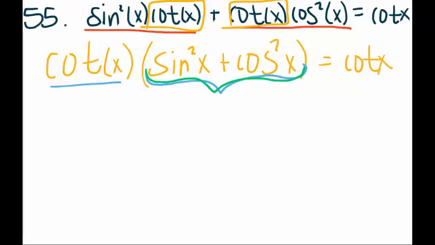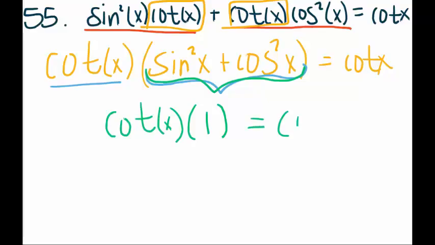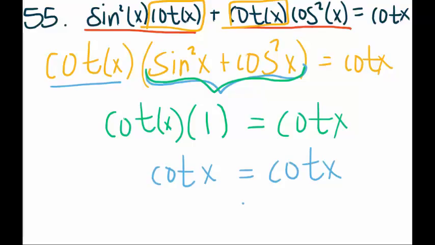There's a big fat identity on our unit circle page that says sine squared plus cosine squared is really just 1. So I can replace everything in that chunk with just a 1. Now I get cotangent times 1 equals cotangent. Look at that. In 2 steps, we go from something that looks pretty awful to something that looks pretty nice, and we get our answer.